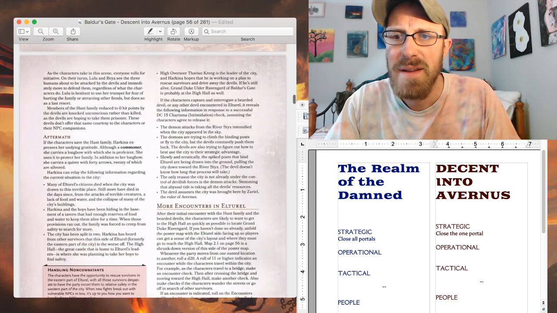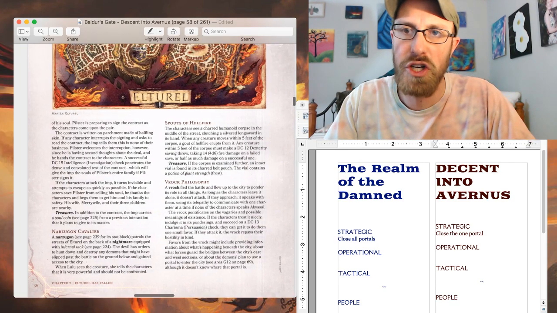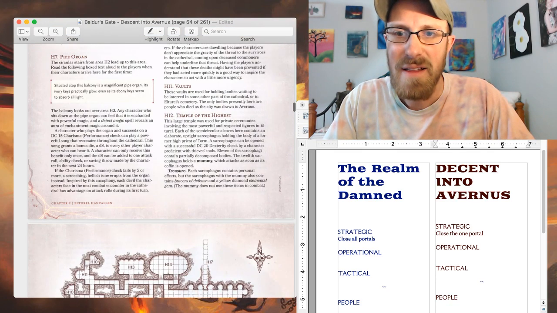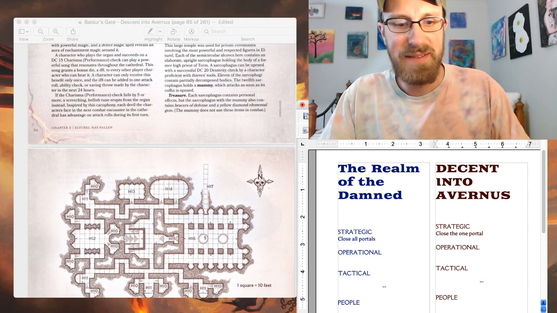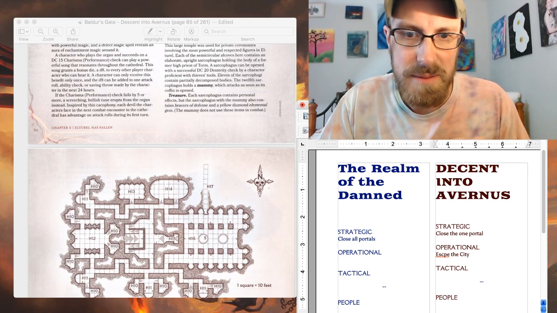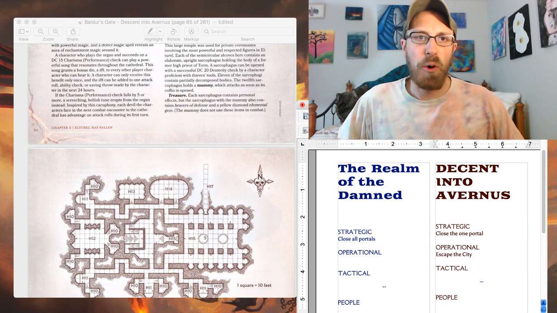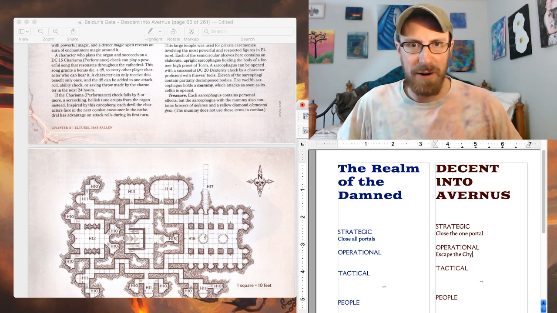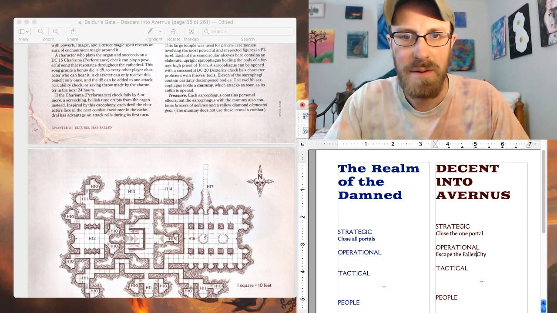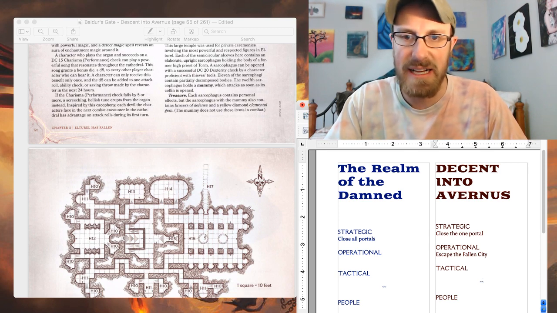So let's think of some operational goals when they first get there. They have to escape the city of Elturel, right? That's one of their operational goals, escape the city. So that's not really going to happen in my campaign. This portal is going to initially open in the middle of nowhere, right? So this is going to be escape the fallen city. And some of their tactical objectives are going to be, like, clear out this temple, right?